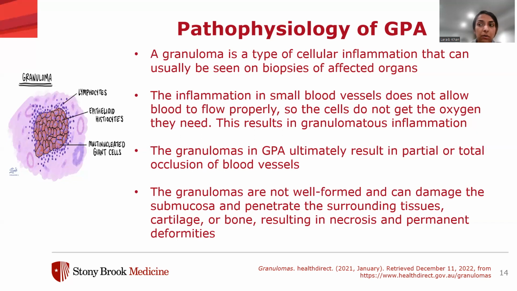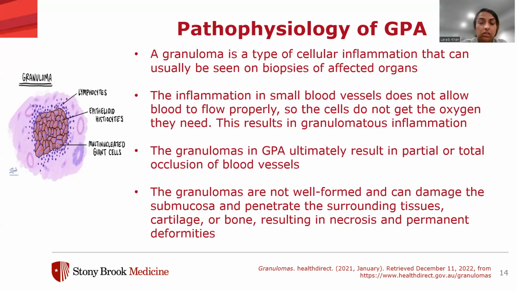So the inflammation will lead to lack of blood flow in the small blood vessels, and that leads to lack of oxygen. So basically the blood vessels are not getting blood flow and oxygen, and that can lead to the granulomatous inflammation. The granulomas in GPA ultimately result in partial or total occlusion of blood vessels. So in severe cases of GPA, necrosis and permanent deformities can occur because there's constant inflammation penetrating to the surrounding tissues, and granulomas have formed that have occluded blood vessels.